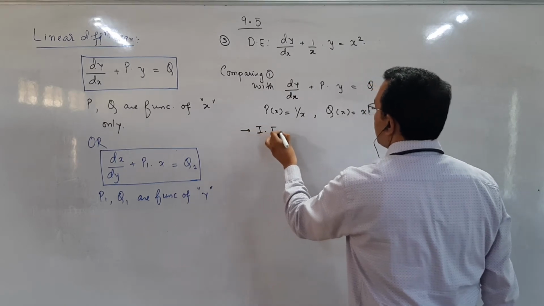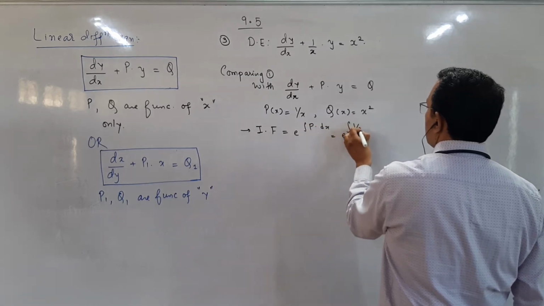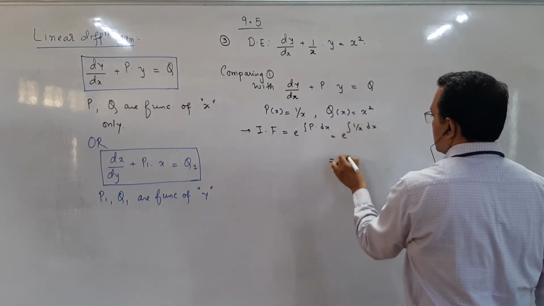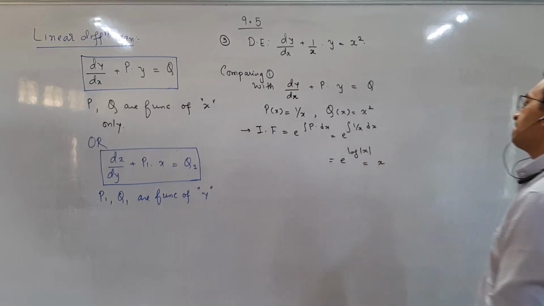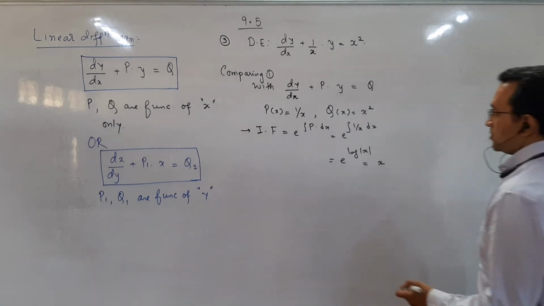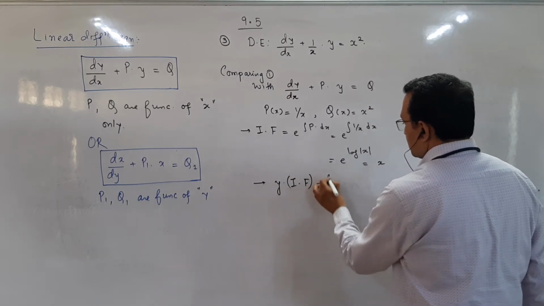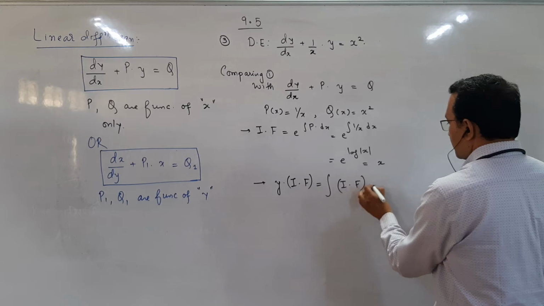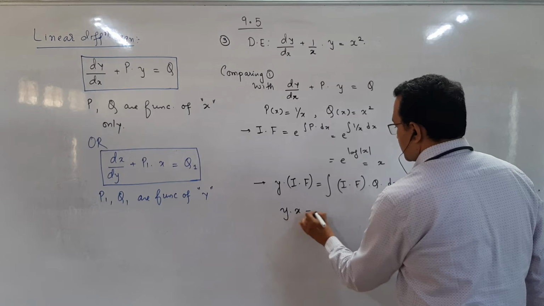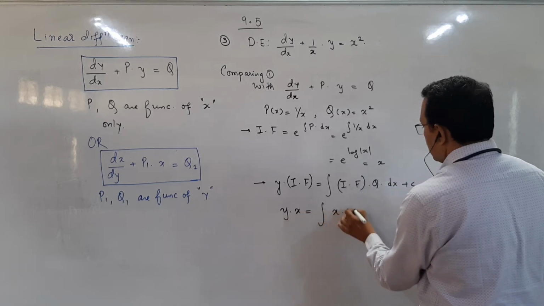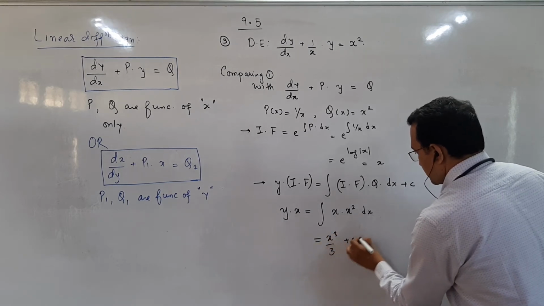So integrating factor will be e raised to integration p dx, e raised to integration 1 by x dx, which is equal to e raised to log mod x. So this is written as x. So the next step is y into integrating factor is equal to integral of integrating factor into q dx plus c. So y into x will be integration of x into x square dx, and that is nothing but x cubed by 3 plus c.